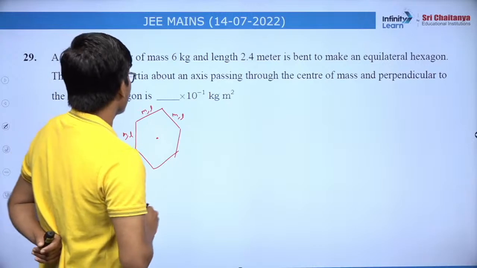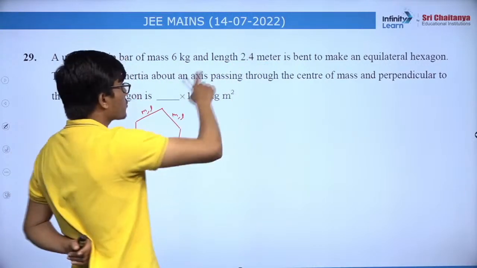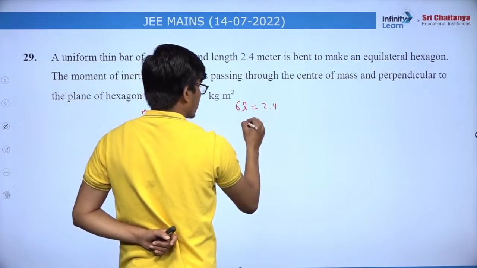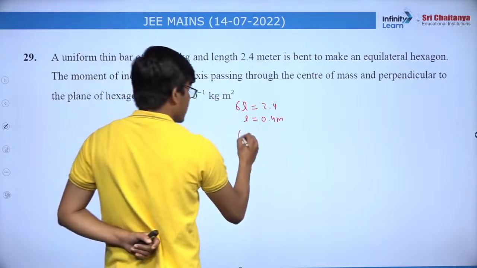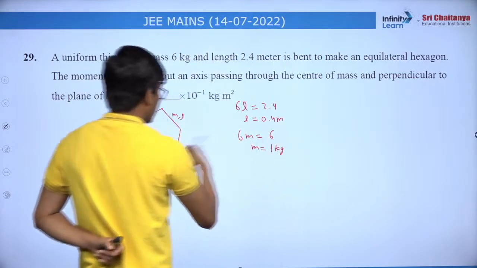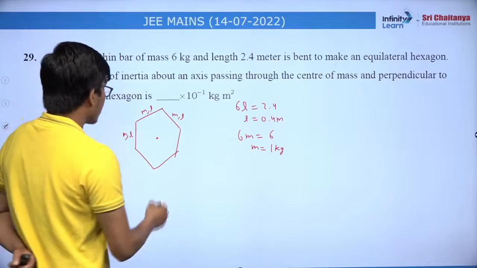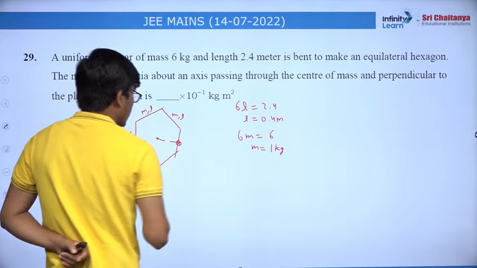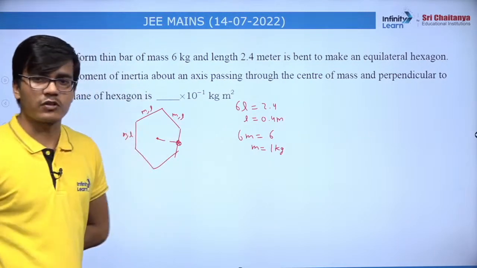All right, so total length was 2.4 meter, means 6 times L is 2.4 meter. So L is 0.4 meter. Total mass is 6 kg, so the mass of one rod, or one side, is 1 kg. If I calculate the moment of inertia for one, I will just multiply by 6, because by symmetry all have the same moment of inertia.